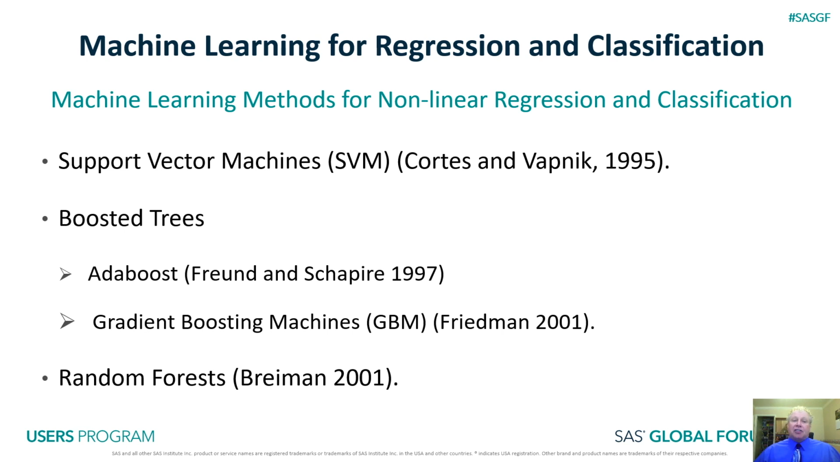There are at least two flavors of boosted trees. AdaBoost was developed by Freund and Schapire in the mid-1990s and is still fairly widely used for classification. One of its advantages is it works well with very little tuning.